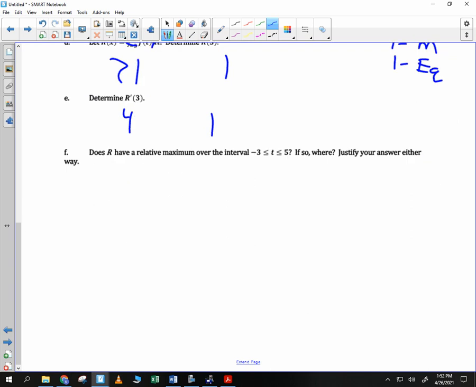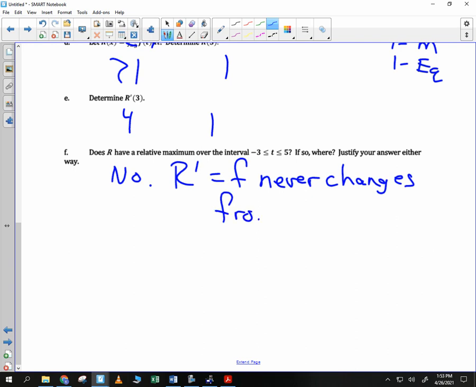Does R have a relative maximum? No. R prime, which is equal to f, never changes from positive to negative. 1 point for no, 1 point for that correct reasoning. The reasoning needs to be pretty darn close to what I've written right there. That would be perfect reasoning as well. They would say f of x is always greater than 0. That means it doesn't change sign. 10 points.